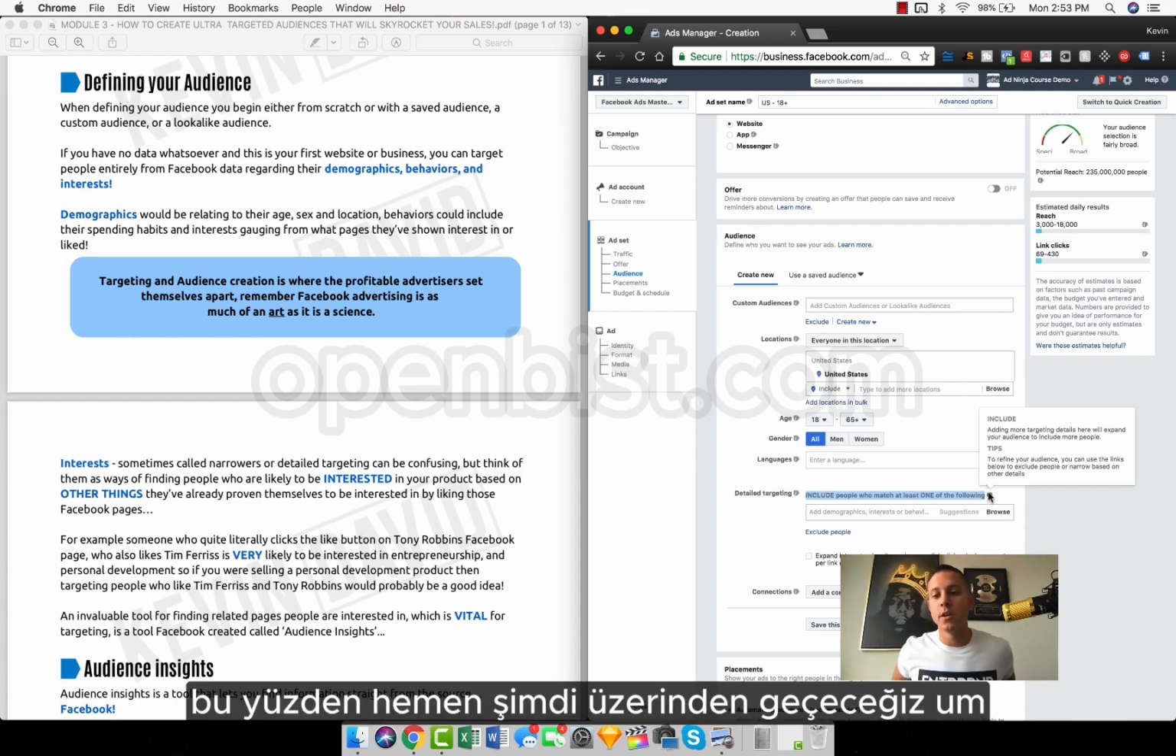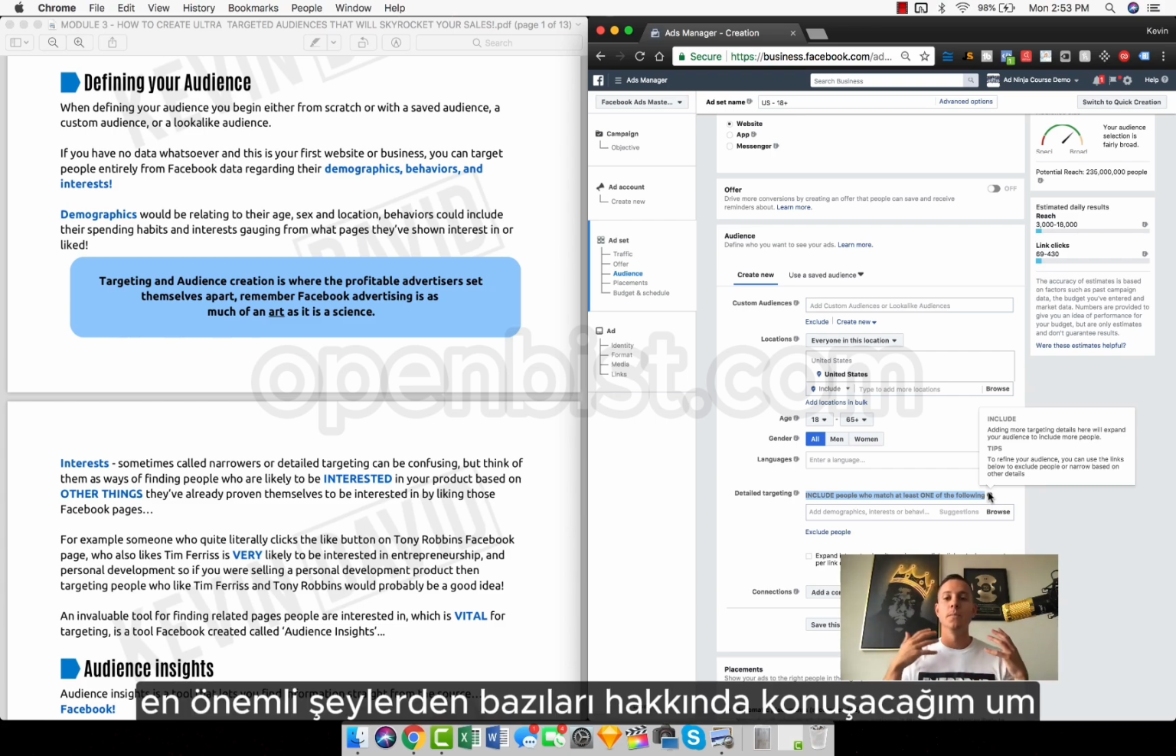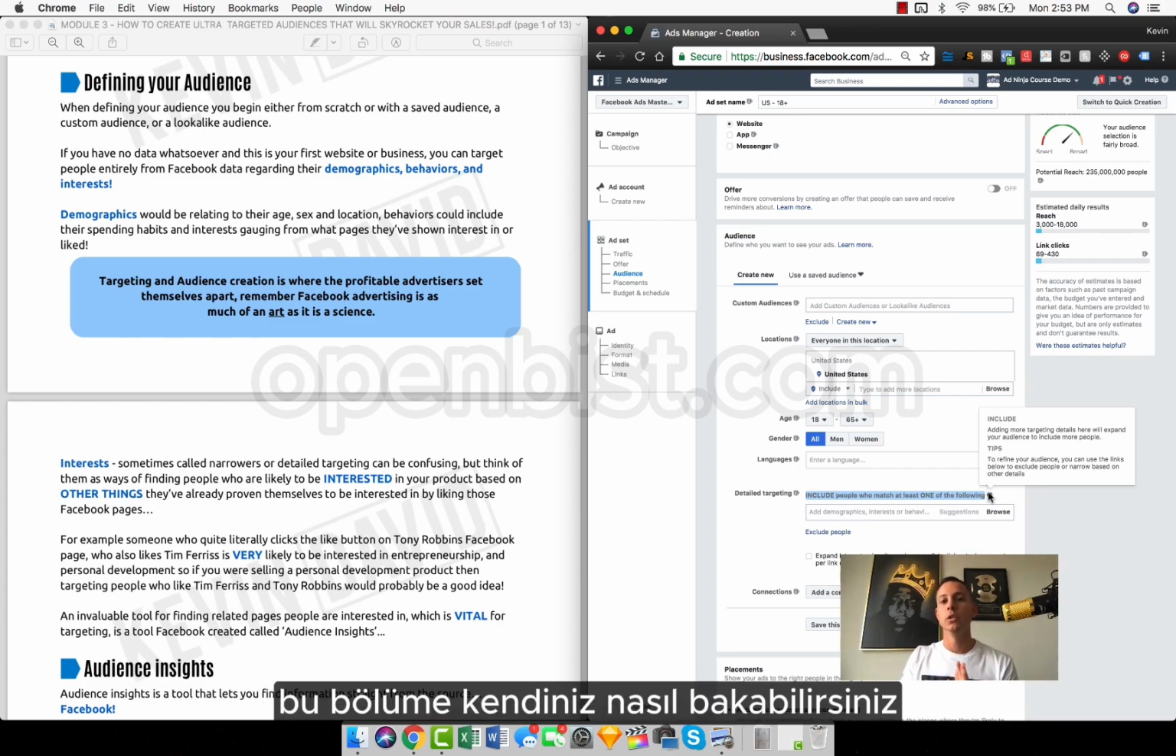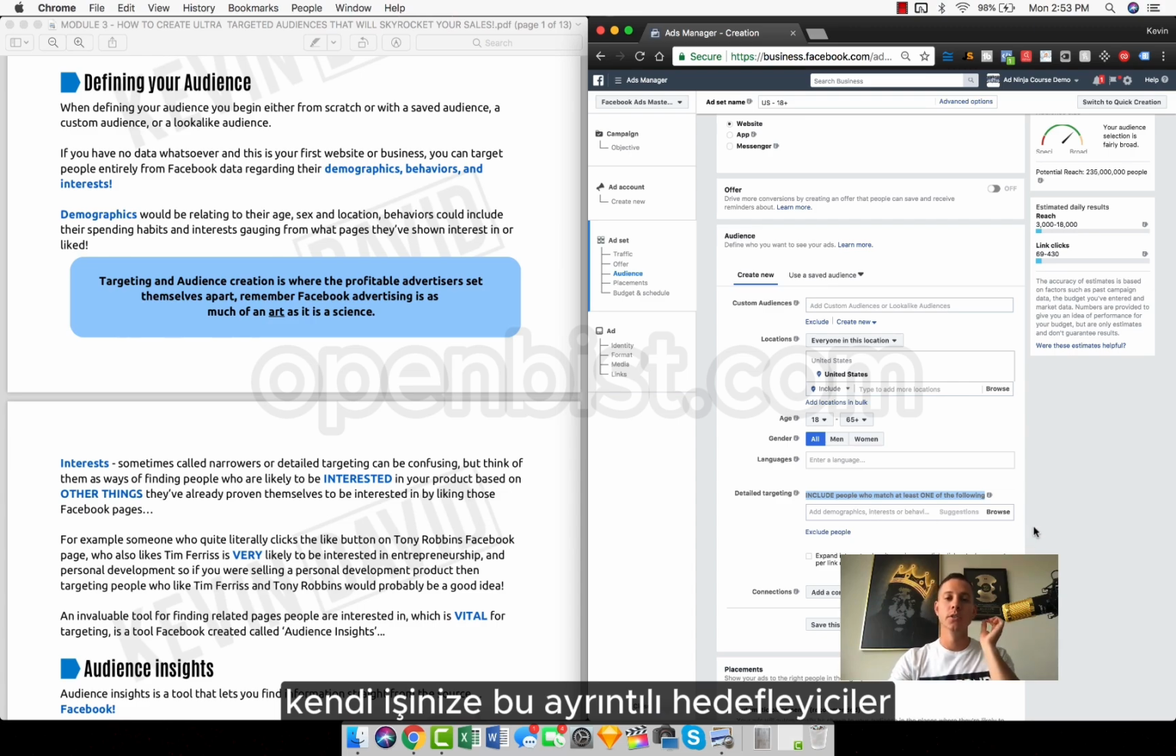And so we're going to go through it right now, and we're going to talk about some of the most important things and how to look through this section for yourself and start to get your wheels turning and the cogs moving as to how you can actually apply these detailed targeters to your own business.